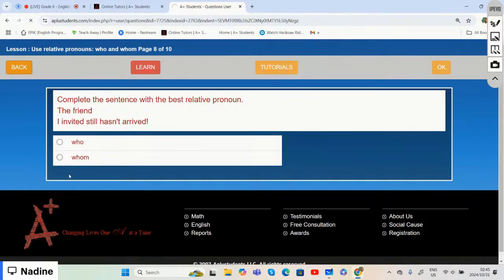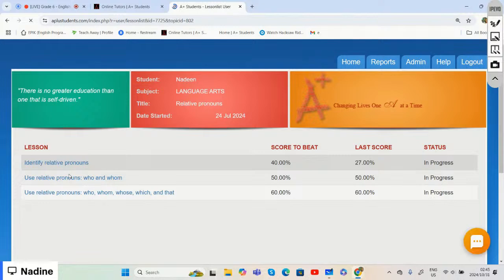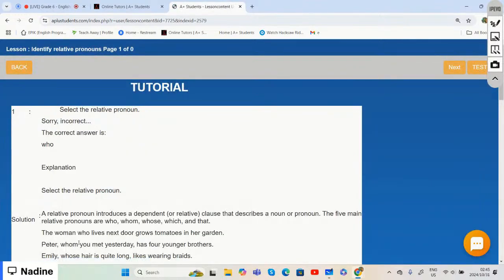All right, so this is now the end of our lesson on relative pronouns. We said we have 5 different relative pronouns, which is who, whom, whose, which, and that. And when it comes to our relative pronouns, it introduces a dependent or relative clause that describes a noun or a pronoun. We either describe them by saying who or whom or which, that, or whose.